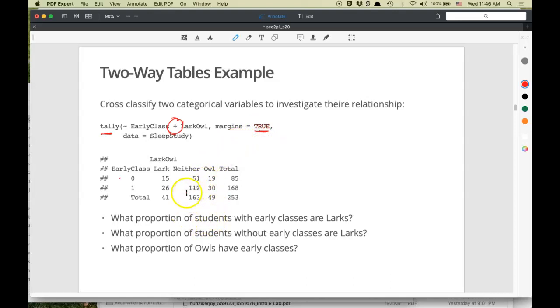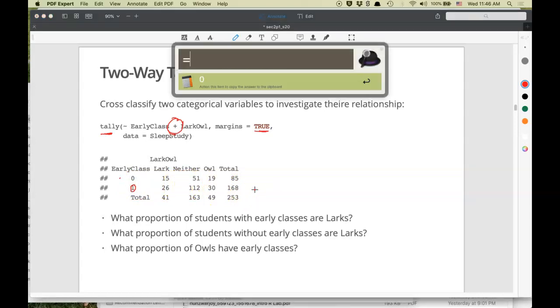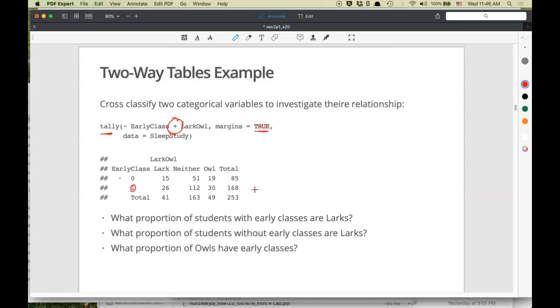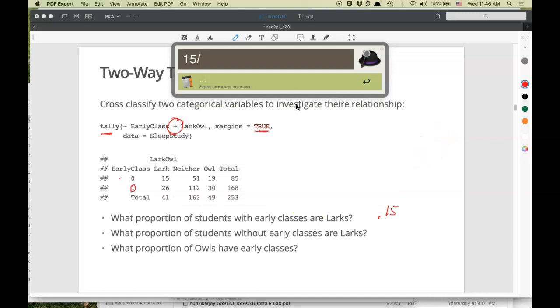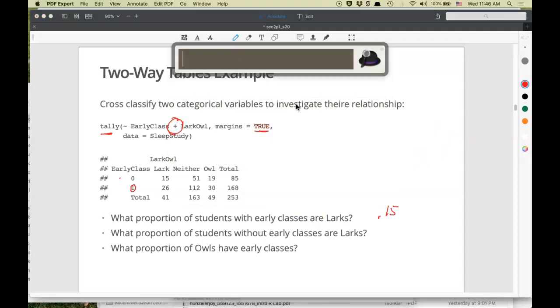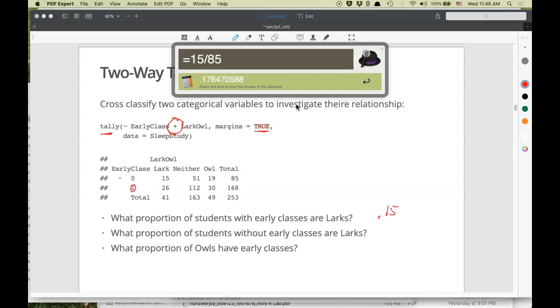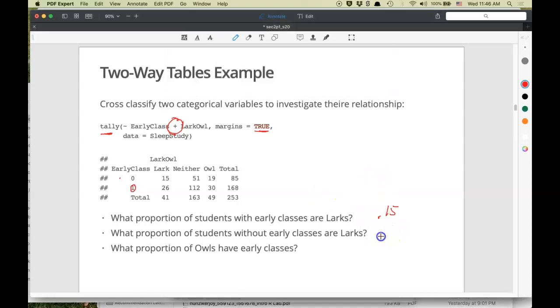So a few questions we could ask: what proportion of students with early classes are larks? So of students with early classes, we're talking about this category 1 here. Here's our total. So the proportion that are larks would be 26 divided by 168, and we get 0.15 to 2 decimal places. What proportion of students without early classes are larks? That would be the zeros row, so 15 divided by 85, 0.18 roughly. So not a huge difference compared to what we might have expected, so maybe a lot of required classes.